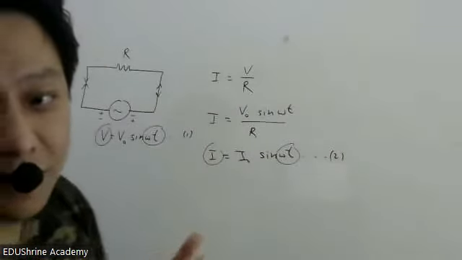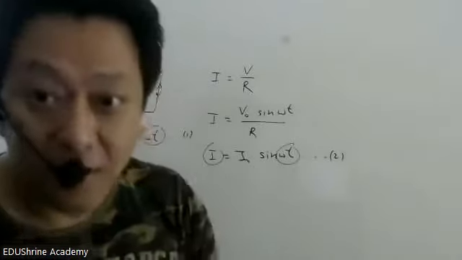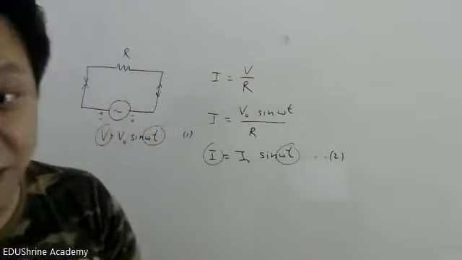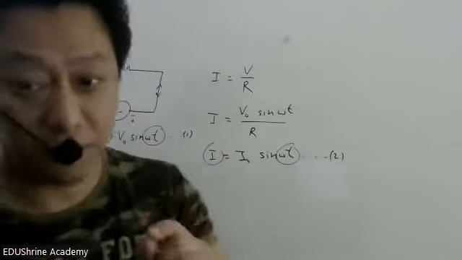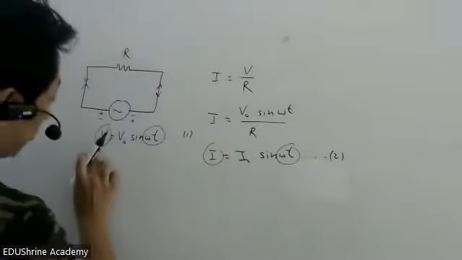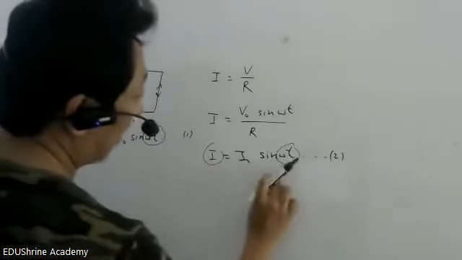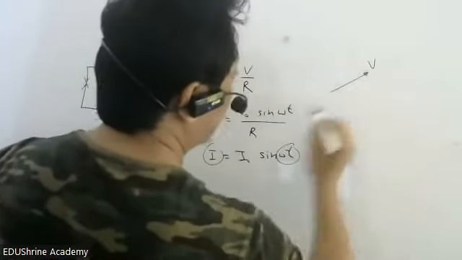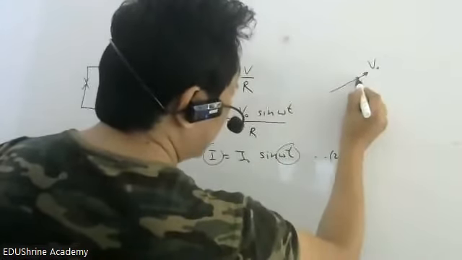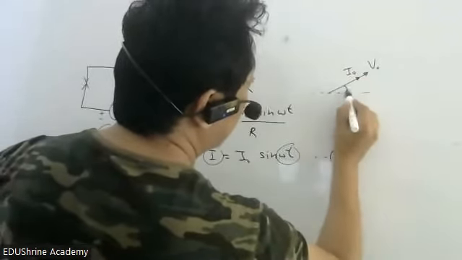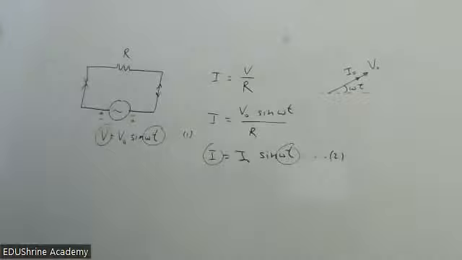Therefore, what does it mean? In a resistive circuit, current and voltage have what phase, I should say? Same phase or different phase? Same phase. Very important. In a resistive circuit, both voltage and current have the same phase. So if this is the voltage phasor, the current phasor also should be in the same direction because this angle should be the same for both of them.